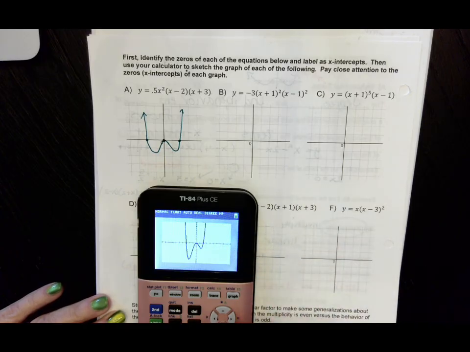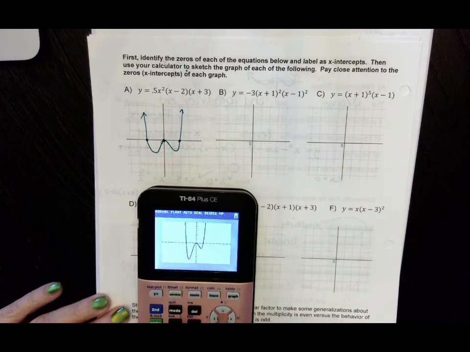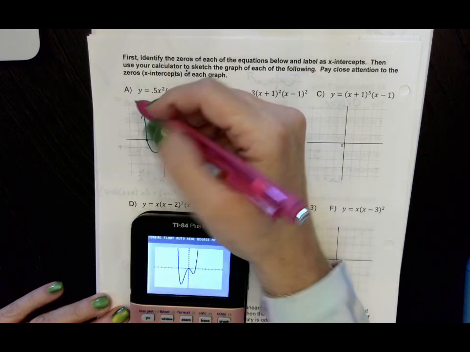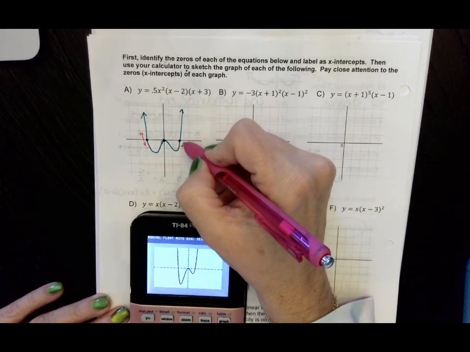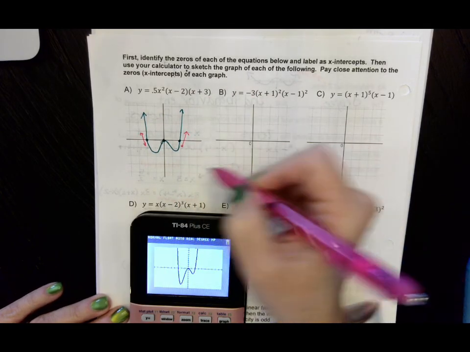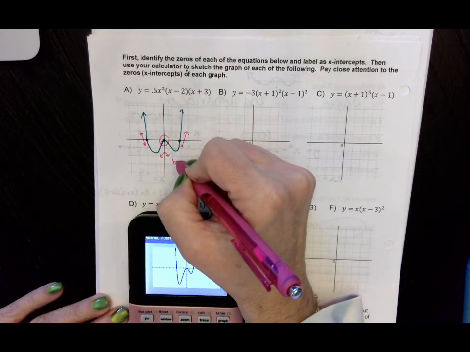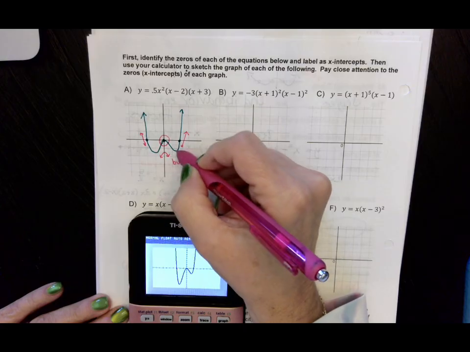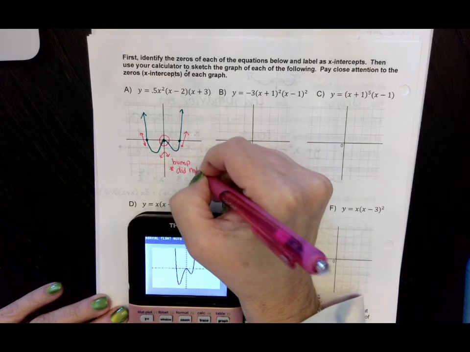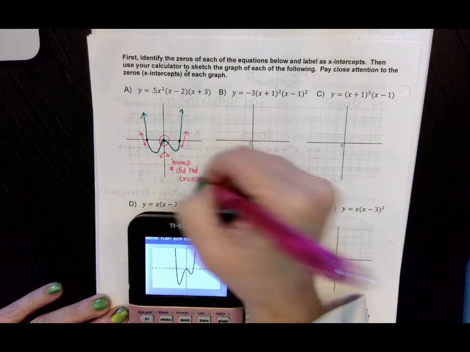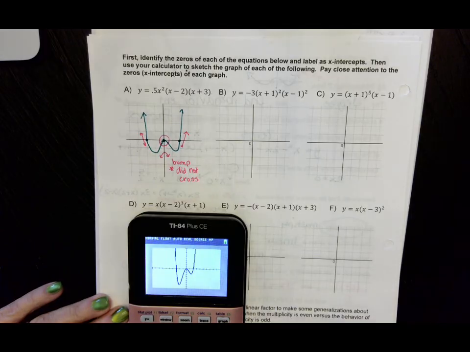Okay, so this says pay close attention to the x-intercepts of each graph. So what happened here is I crossed through this point. What happens here is I crossed through this point. What happened here is I did a U-turn. So I bumped the point and turned around. I did not cross. All right, we're going to come back to this. Let's do the next one.